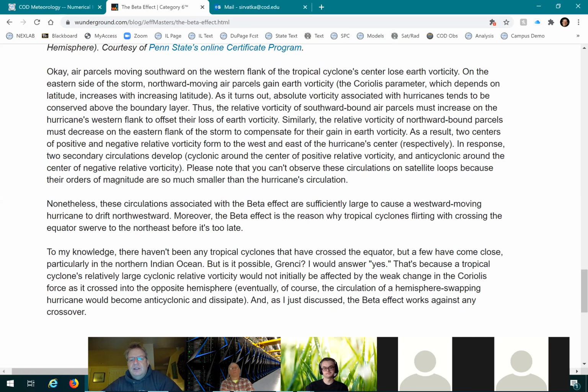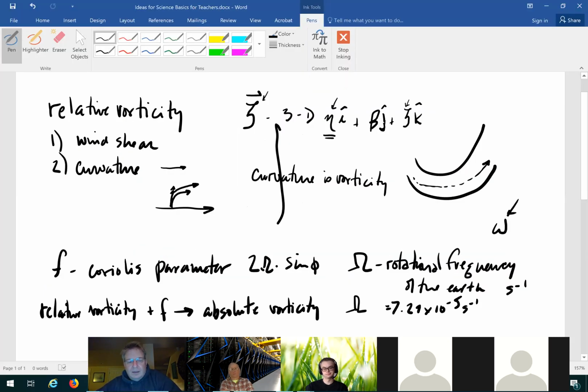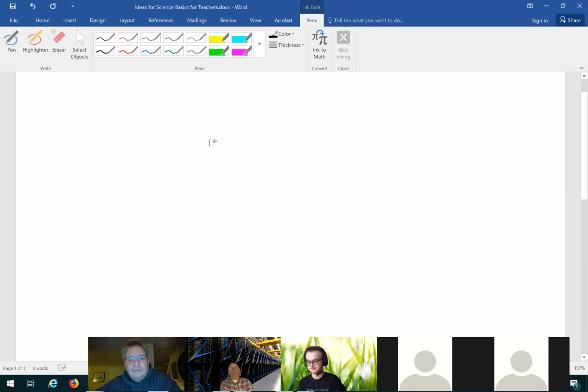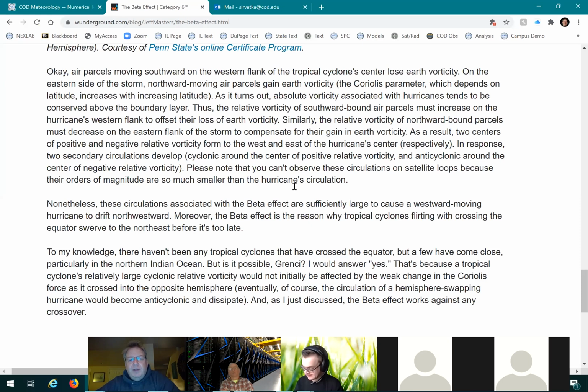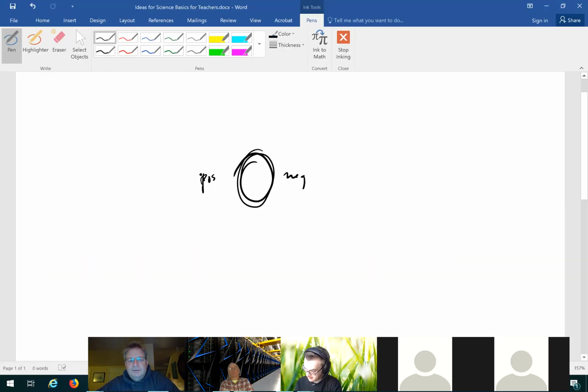Okay, so what that says is this. I have a hurricane. There's your hurricane spinning around. Vorticity gets positive over here and negative over here. That's what it says, right? Positive, negative relative vorticity form to the west and east of the hurricane center. Two secondary circulations develop, cyclonically around the center and anticyclonically. Do you see now that you have a steering current causing the hurricane to want to move north? You see the vortex here on the board?